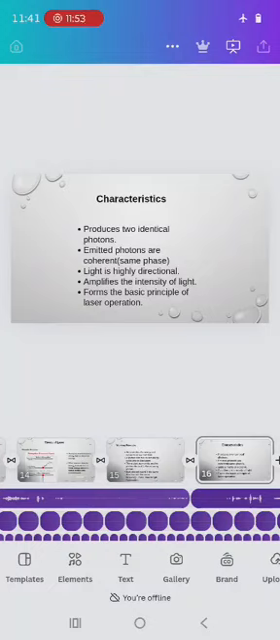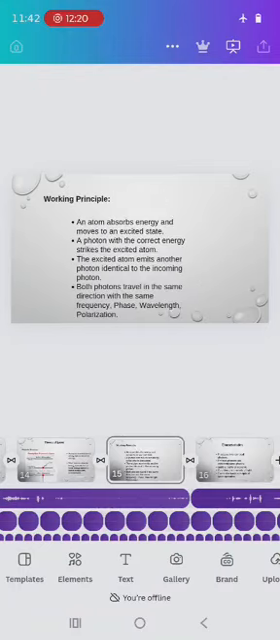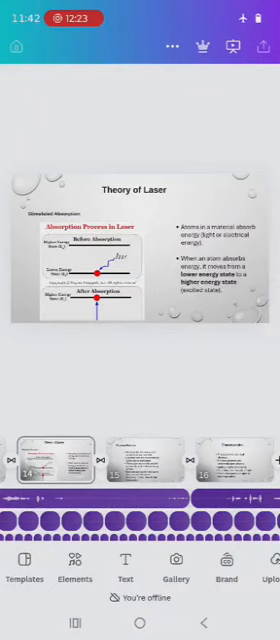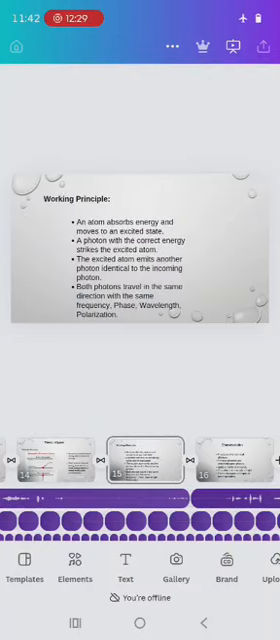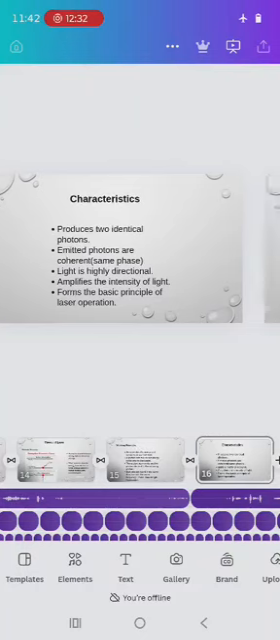Light is highly directional. It amplifies the intensity of light. It forms the basic principle of laser operation. The first one is stimulated absorption. This is the principle, and this is the characteristic.